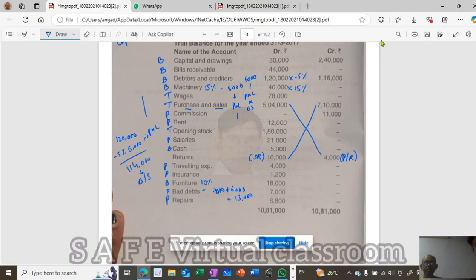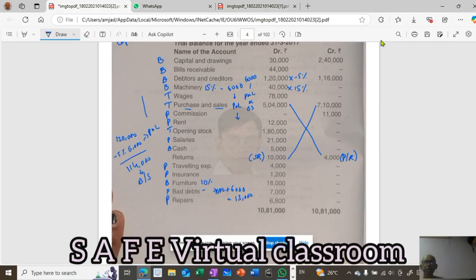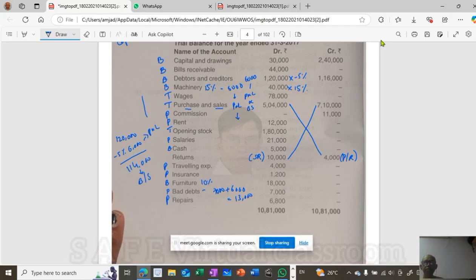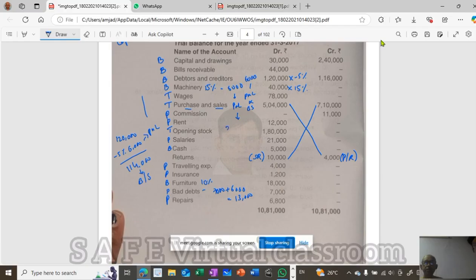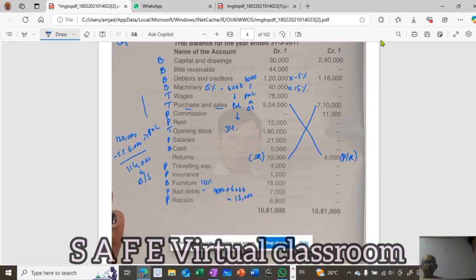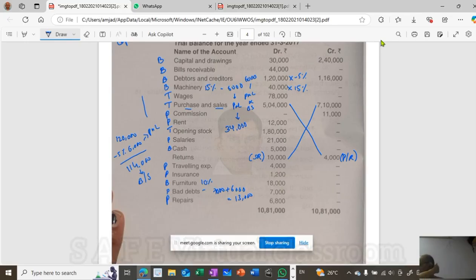So what will come in balance sheet? You put minus, then equal to. How much did you get? 34,000. It is showing invalid. Are you using a calculator or what? Phone. No, you should not use the phone. You should use a calculator. Phone is not allowed.